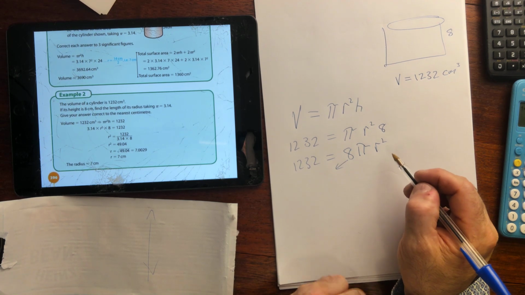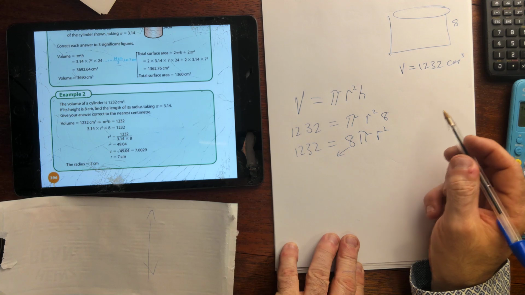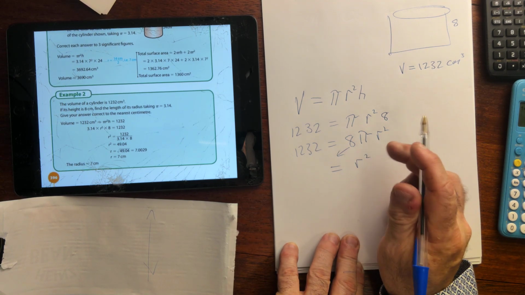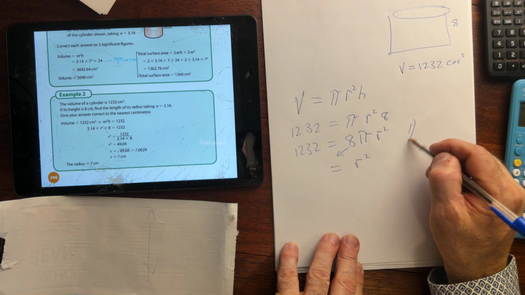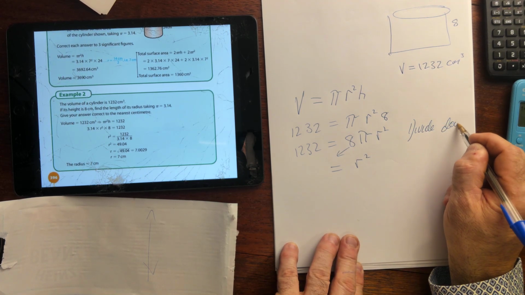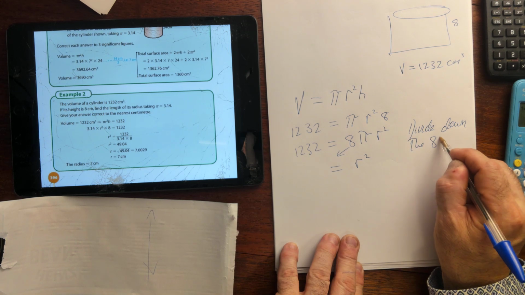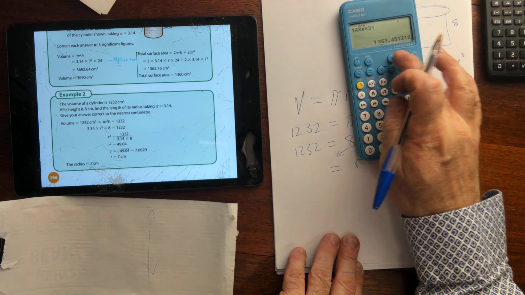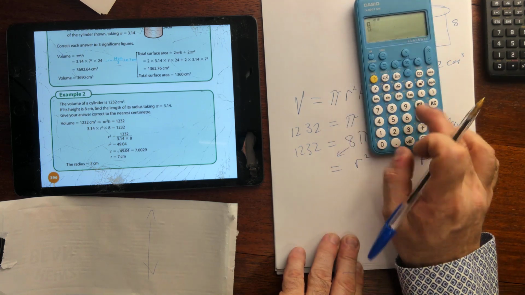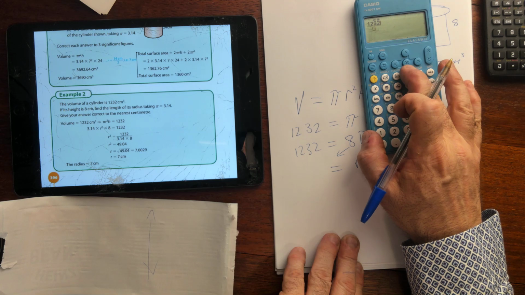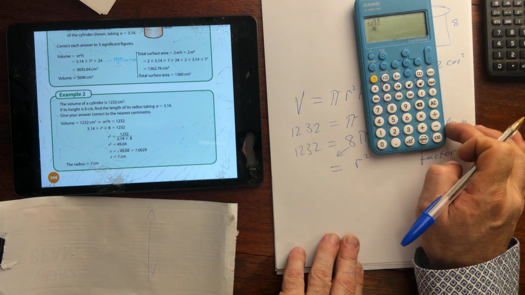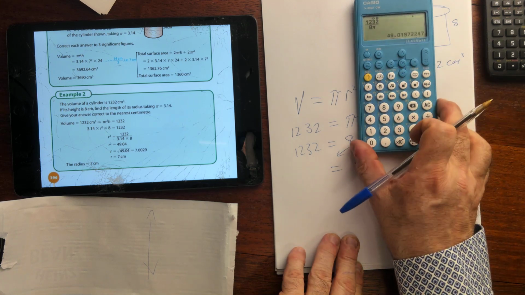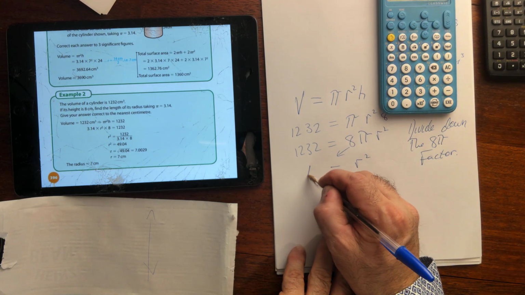So let's divide down the 8 pi. So the way we do this, it's called algebra. You know about algebra. Okay, we are doing the opposite to multiplying by 8 pi. So we will divide down the 8 pi factor. Okay. And we'll round that to 49.